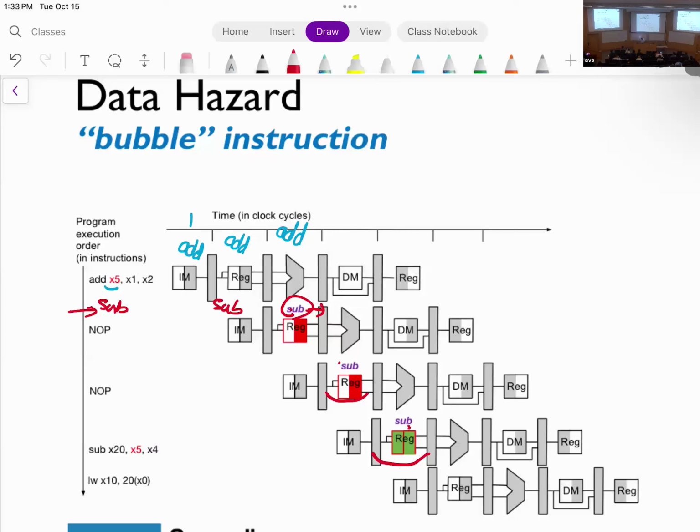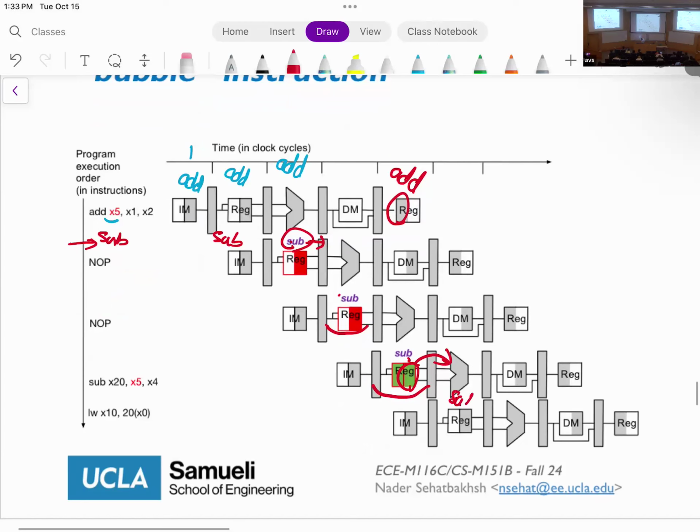This is the point that now add is in the write back stage. Because of the half cycle, now I can let the sub go. So now the sub goes here and it continues, okay? So now the question is, if my add is here and now add is here, what should go here, right? If I'm not letting sub continue, I should replace it with something, right? And that's what we call a bubble, okay? So essentially, we insert a no-op here, okay?